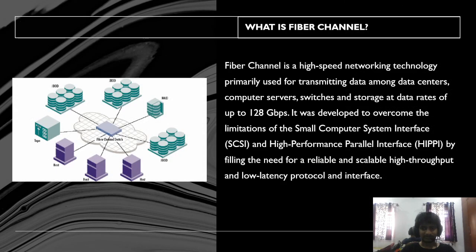Fiber channel is a high-speed networking technology primarily used for transmitting data among data centers, computer servers, switches, and storage at data rates of up to 128 Gbps. And 128 Gbps is a lot of speed.